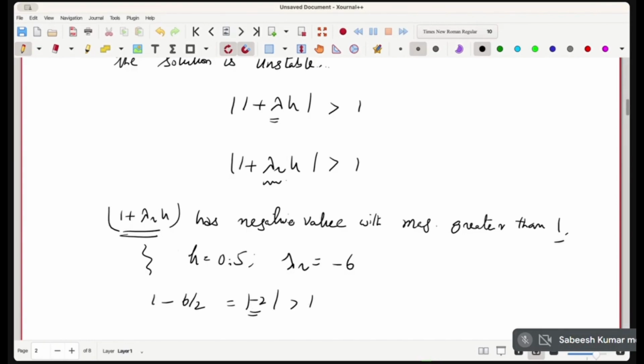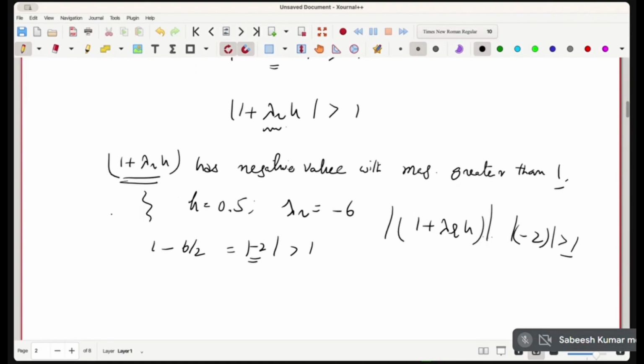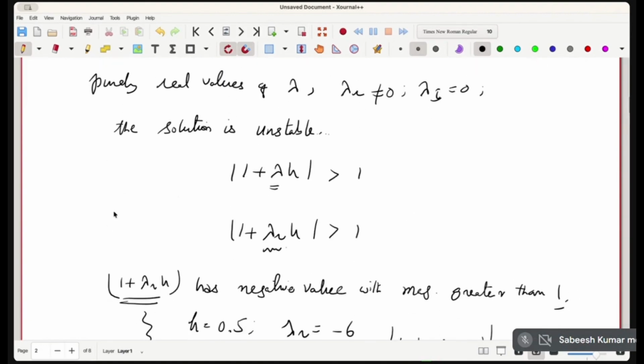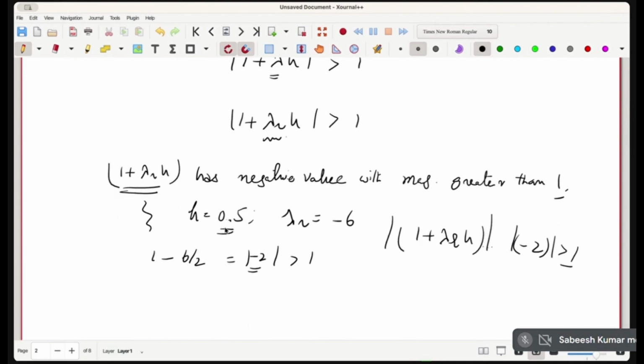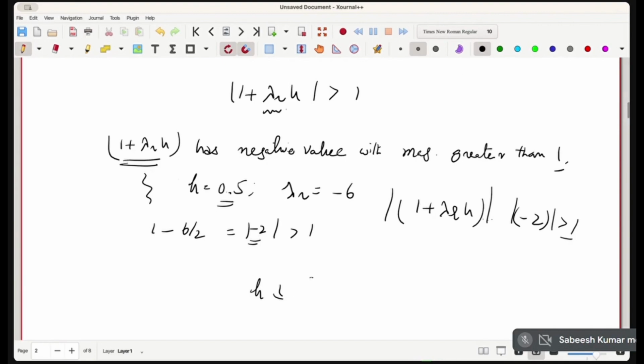But the value of 1 plus lambda r h itself is negative. In this case, it is minus 2. But when you take its absolute value, that is greater than 1, okay? I'm making up a case like this. That means the h we have taken is actually not sufficient. Ideally, we should have taken h to be less than or equal to 2 by modulus of lambda r, that means 2 by 6, equal to 1 by 3.